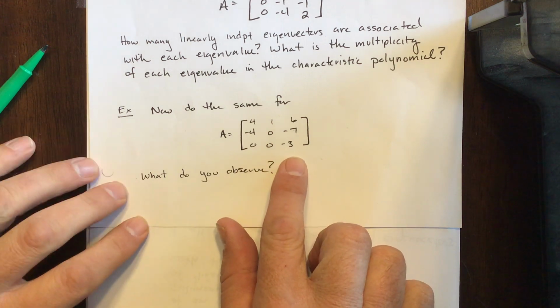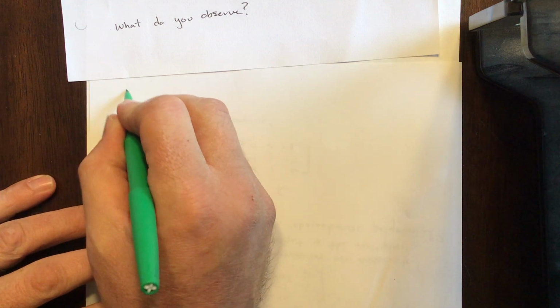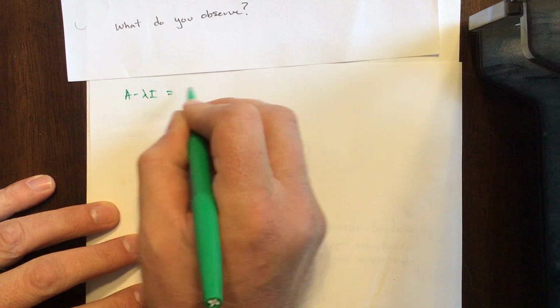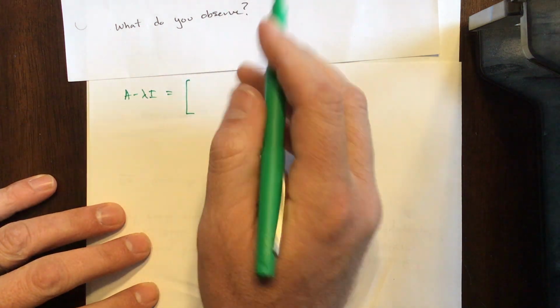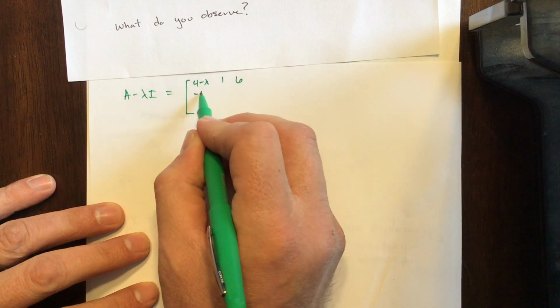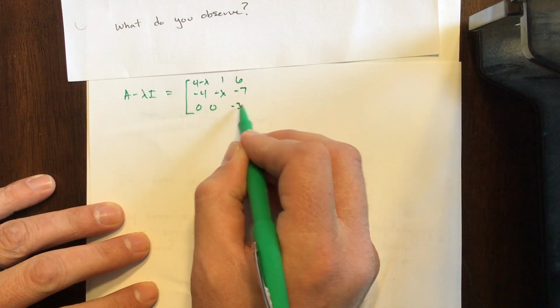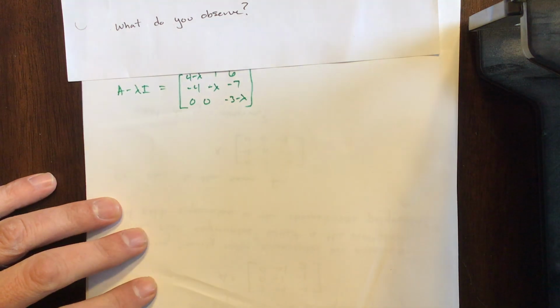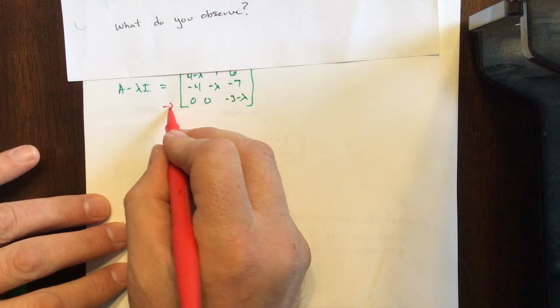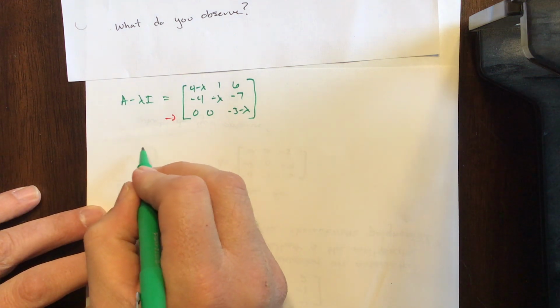Now we'll do the same thing for this matrix. 4, 1, 6, -4, 0, -7, 0, 0, -3. So we look at A minus lambda I. So A minus lambda I looks like 4 minus lambda, 1, 6, -4, 0 minus lambda, -7, 0, 0, -3 minus lambda. Okay, and this time we'll expand across this row. So the coefficients are going to be minus, plus, minus.